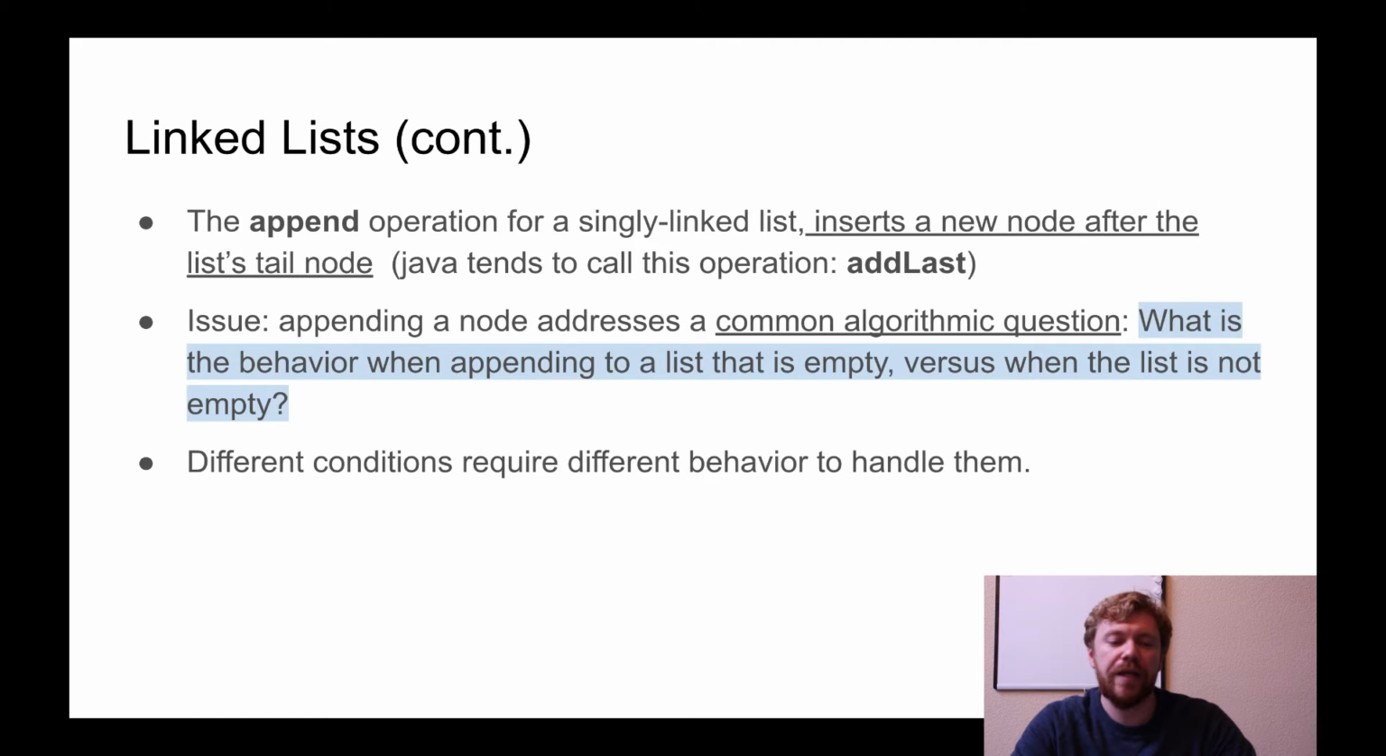So we'll start with the append operation for a singly linked list. It inserts a new node after the list's tail node. And Java calls this operation add last. And so yeah, you'll notice that append really is just an abstract concept of an operation. Add last is Java's actual name for this abstract concept. But they both basically mean the same thing. You're adding to the end of this data structure, or in this case, this linked list. So after the tail node, add a new node.